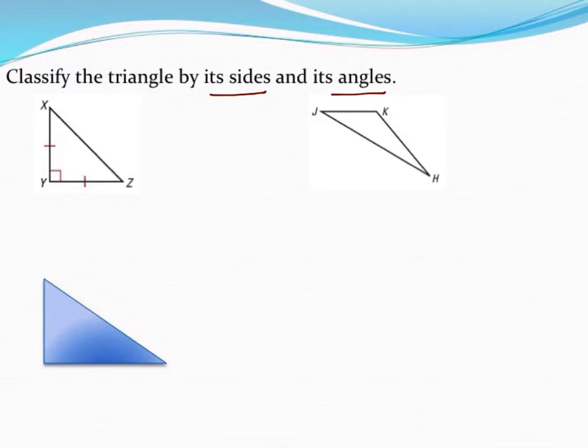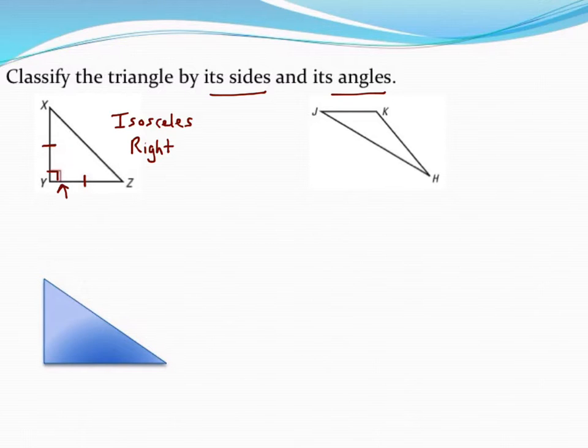This first triangle, I'm going to start with its sides. I can see based on the tick marks that I have two congruent sides. That tells me I'm dealing with an isosceles triangle. That means I have two sides that are the same length. Next, I can also see that I have a right angle symbol. A 90-degree tick mark right there tells me that, which means I also have a right triangle. So I can say this is an isosceles right triangle. Based on the tick marks, notice we're not allowed to assume anything. We have to see this information.